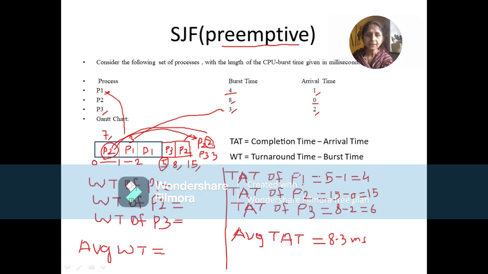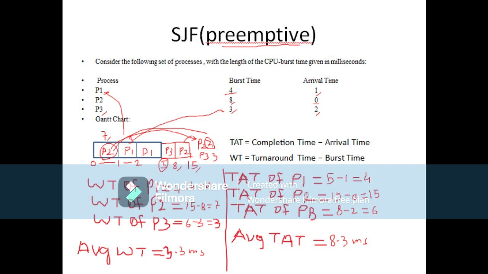Let's calculate the waiting time of P1. So what is turnaround time of P1? That is 4. And minus burst time of P1. So burst time is also 4. So 4 minus 4 is 0. Waiting time of P2. What is the turnaround time of P2? 15. Burst time of P2 is 8. So 15 minus 8. Waiting time of P3. So turnaround time of P3 is 6. Minus, what is the burst time of P3? 3. So 6 minus 3 is 3.